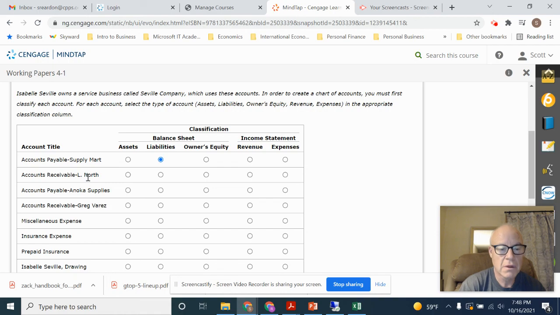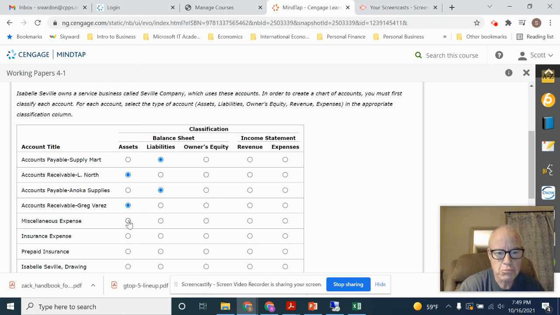Accounts receivable, where a customer owes us money. And maybe you want to pause, make sure that I'm not rushing ahead here, that you're tracking. Accounts receivable is when they owe us money. That is an asset. That's going to be a balance sheet account. That would be like a 100 series. Liabilities would be like a 200 series. Accounts payable, Anoka Supplies. Well, we're back to a liability again on the balance sheet. Again, assets on the left, liabilities and owner's equity on the right. Accounts receivable, Greg Verez. Again, that's going to be an asset.